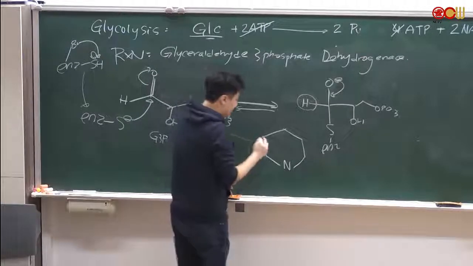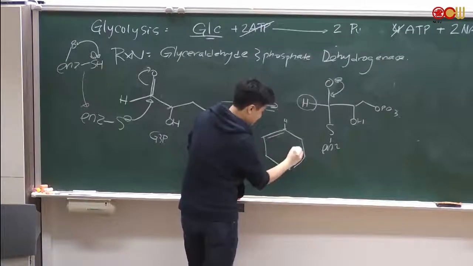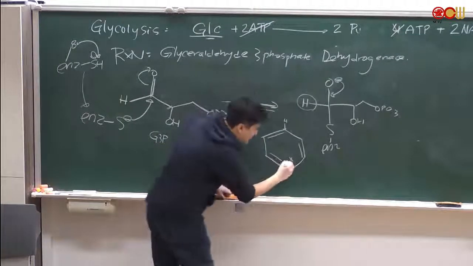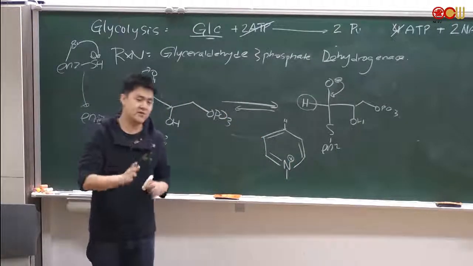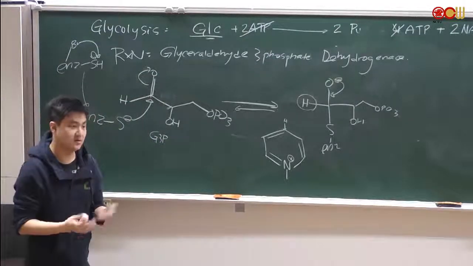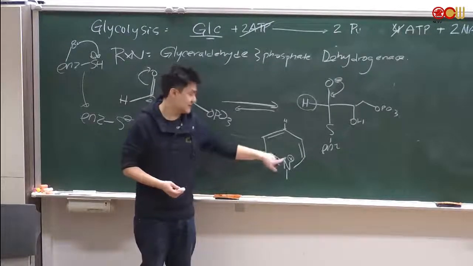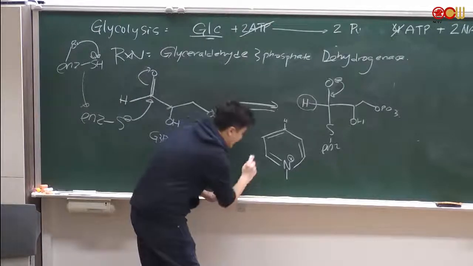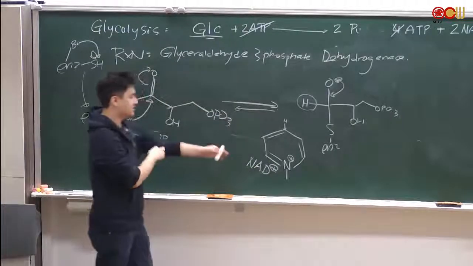So here is your hydride acceptor, which is called NAD. NAD initially looks like this, like that, like that. The nitrogen is positively charged. Remember, whenever your nitrogen has 4 bonds, it will be positively charged, just so you know. This is why it's called NAD plus a lot of times, because it has a positive charge on here. So this is NAD plus.